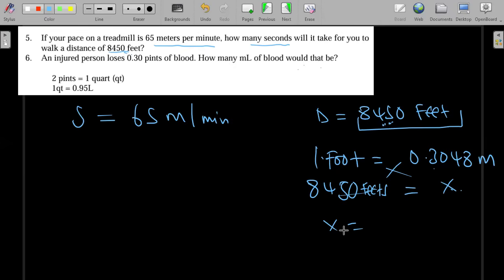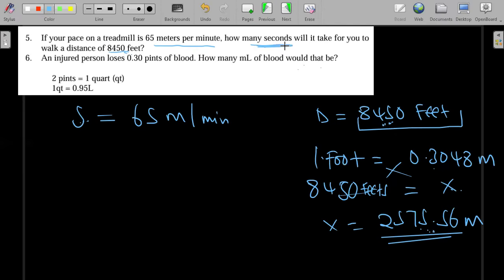You can also counter check with your own calculator. So 8450 multiplied by 0.3048, what I'm getting is 2575.56 meters. So this means that this 8,450 feet is the same as 2575.56 meters. So now we have the distance in meters, we have the speed in meters per minute, and we want to find the time. That time should be in seconds.